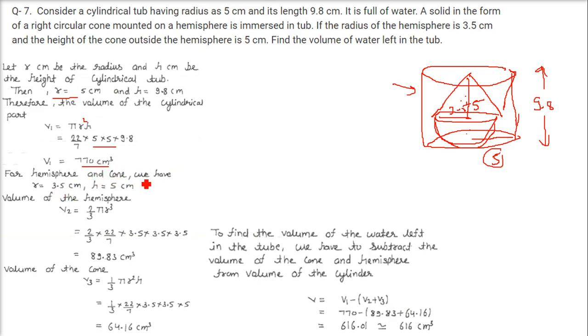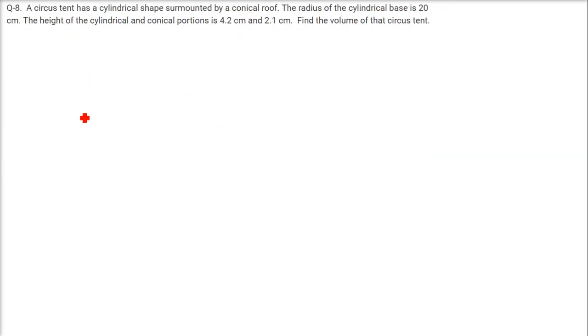Now for the hemisphere and cone. The volume of the hemisphere is 2 by 3 pi R cube, and we know R is 3.5. The volume of the cone is 1 by 3 pi R square H, where R is 3.5 and the height is 5. This comes to 64.16. So we add these two and subtract the sum from the cylinder: 770 minus 89.83 minus 64.16. This is the volume of water left in the cylinder, and it comes to 616 centimeter cube.